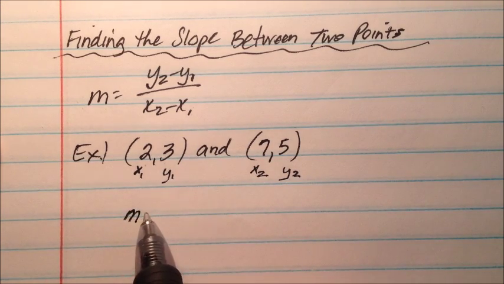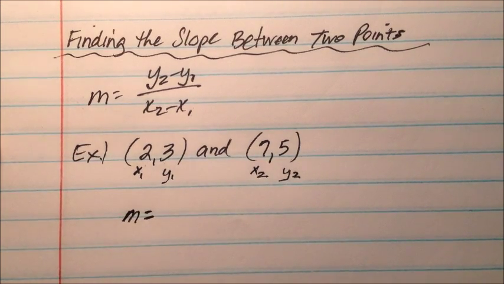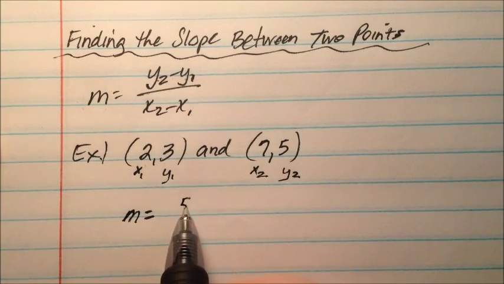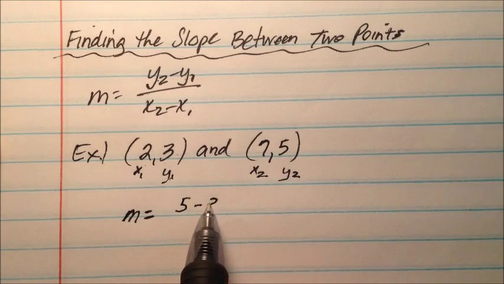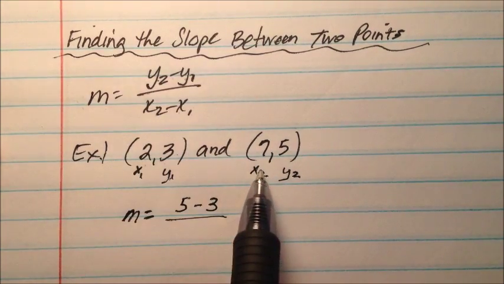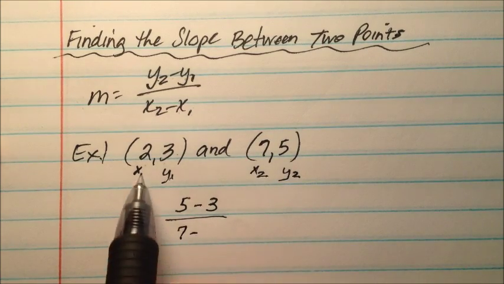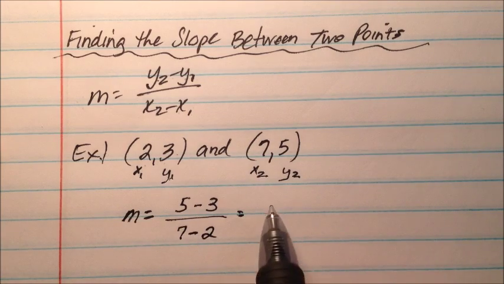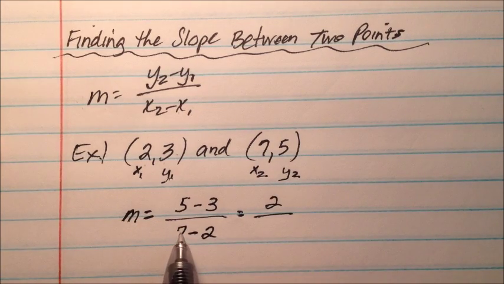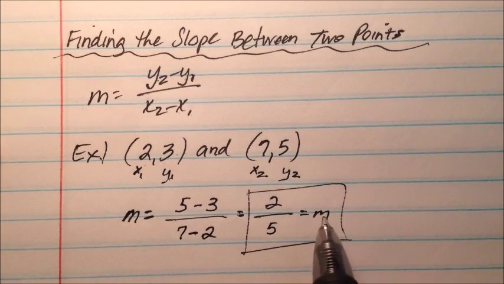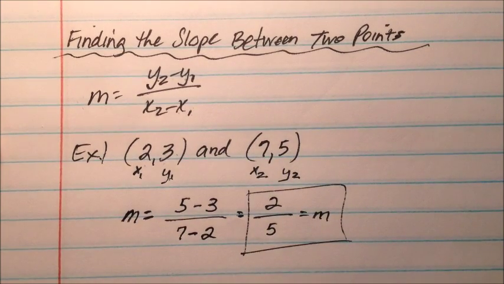So we're going to say the slope, or m, equals y2 minus y1. So y2 is 5, minus y1 is 3. And that's going to be divided by x2 minus x1. So x2 is 7, minus x1 is 2. And it looks like 5 minus 3 is 2, over 7 minus 2 is 5. So in this case, our slope is going to be 2/5.